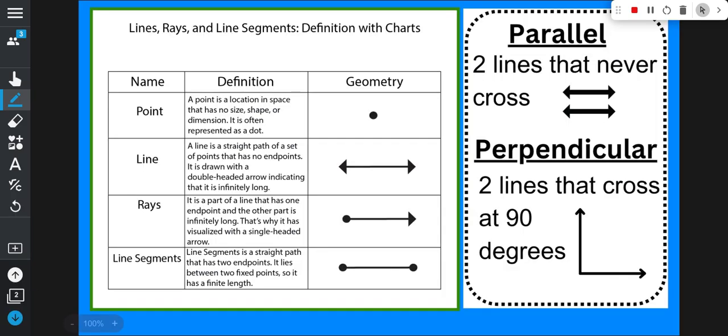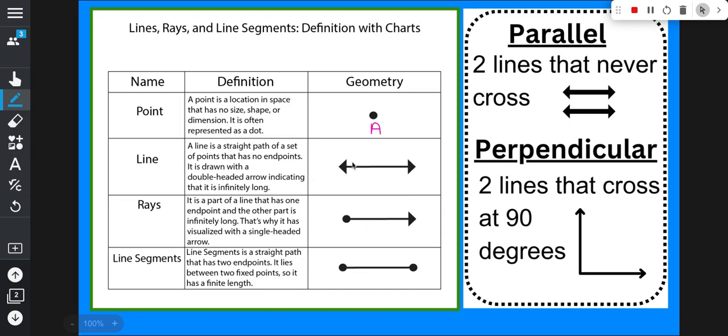The first part we're going to talk about is all the different geometric terms that you need in this unit. The first one is a point. A point is just a dot located in any type of space. A lot of times we refer to it with a letter. So in this case, I'm going to put the letter A. So this would be point A.